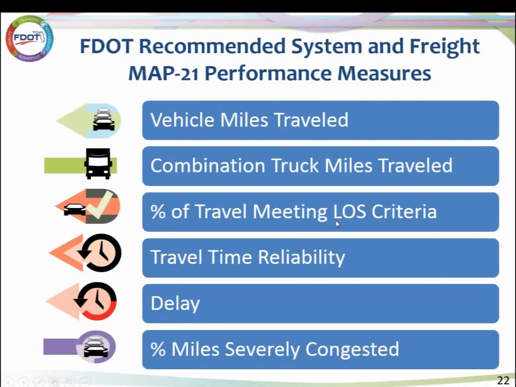These are the performance measures the department has recommended as far as meeting MAP 21 requirements. The first two are quantity related, vehicle miles traveled, combination truck miles traveled. The next three are quality related, percent of travel meeting level of service criteria, travel time reliability, and delay. And the last one is the utilization measure of percent miles severely congested.